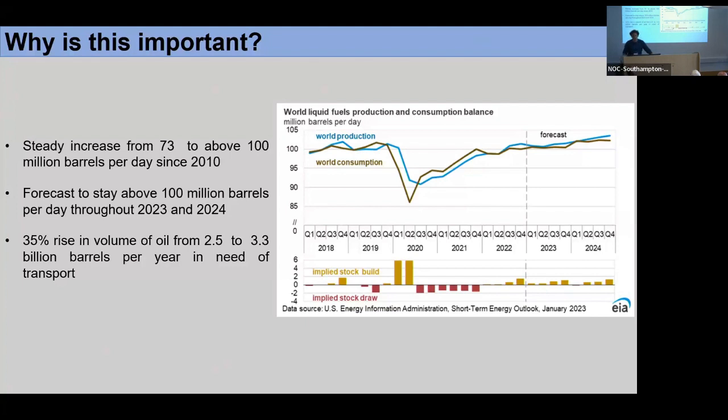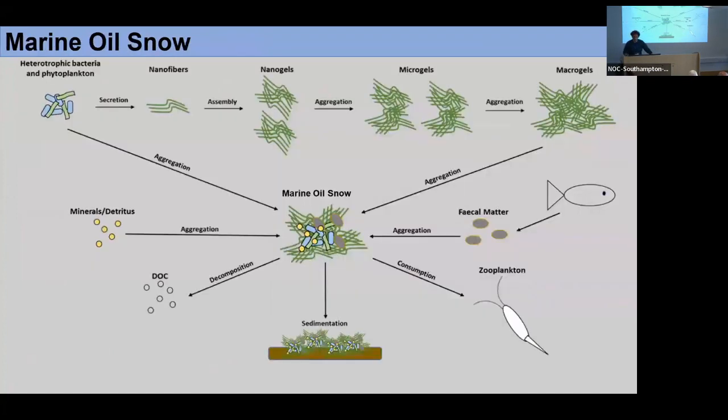So this is why we need to do work on the environmental impacts, work on remediation strategies such as chemical dispersants and how that may influence the environment itself. So first things first, what is marine snow?